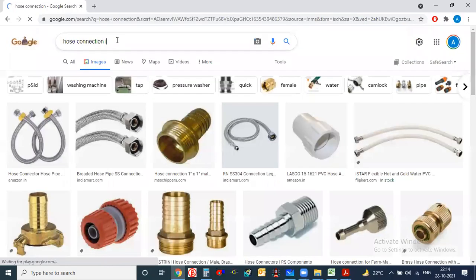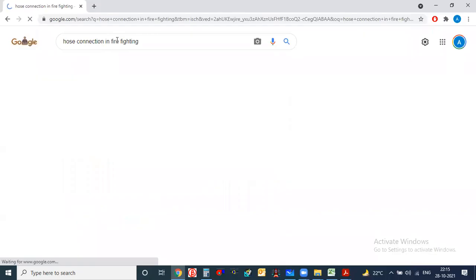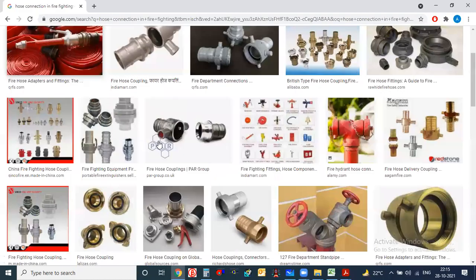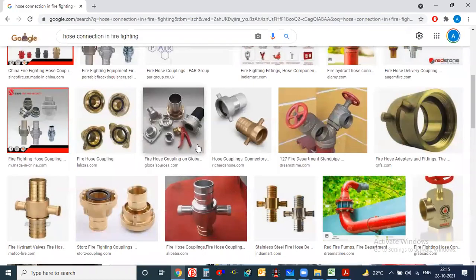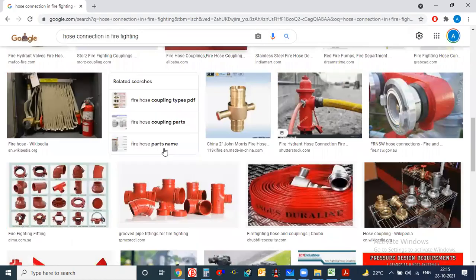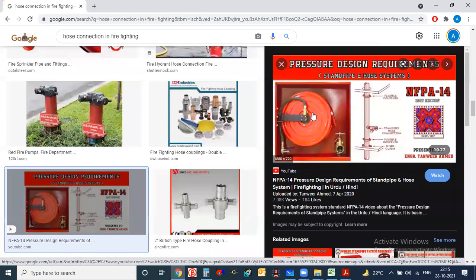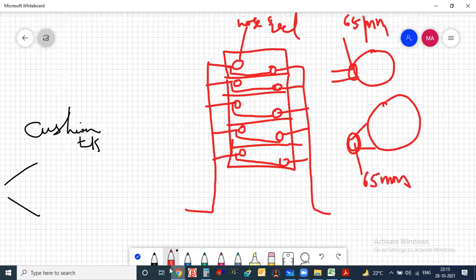Hose connection in firefighting, we will write. Maybe see, this is how the pipe connections will be made actually. And if you check this, behind this particular arrangement the pipe will be connected, and inside there will be a hose, like a rubber RRL hose. That is a different thing. So we need to think about this only, 65 mm or 40 mm.